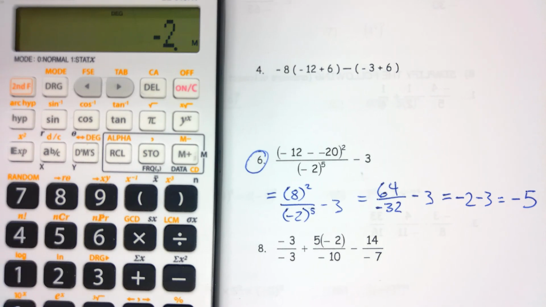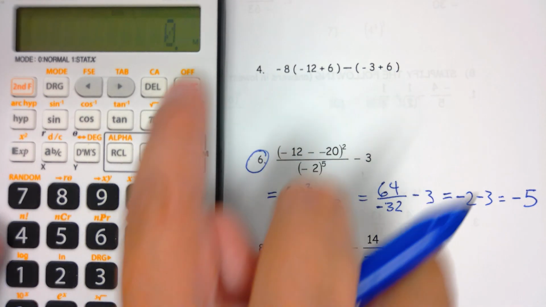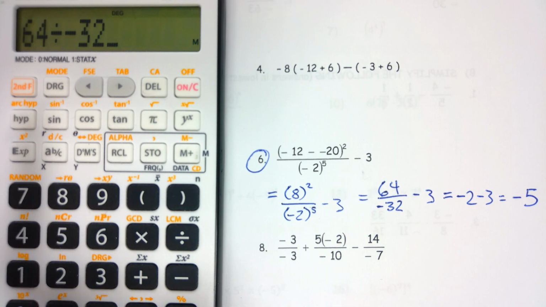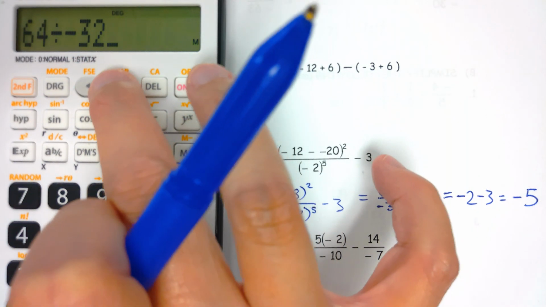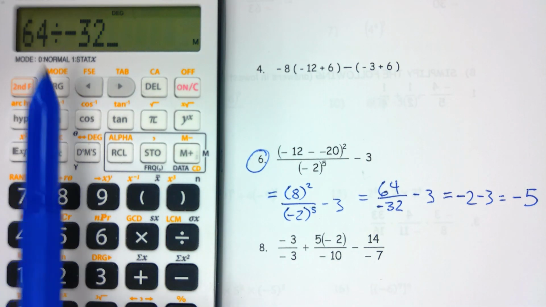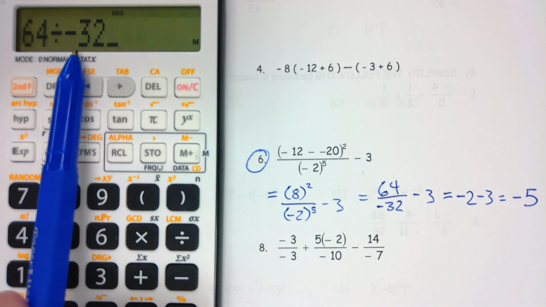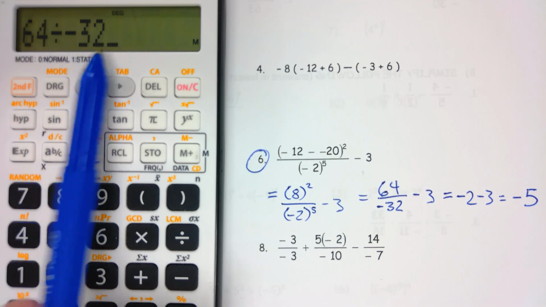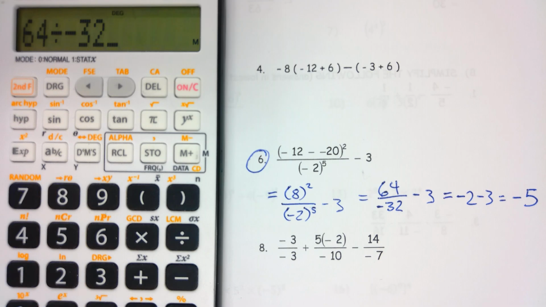One thing I want to show right here, the 64 divided by negative 32. If I put it like this, I'm going to get an error. What did I type wrong? Why did it give me an error? 64 divided by negative 32. Why is my calculator being mean? Yeah, Luca? Do you know why?